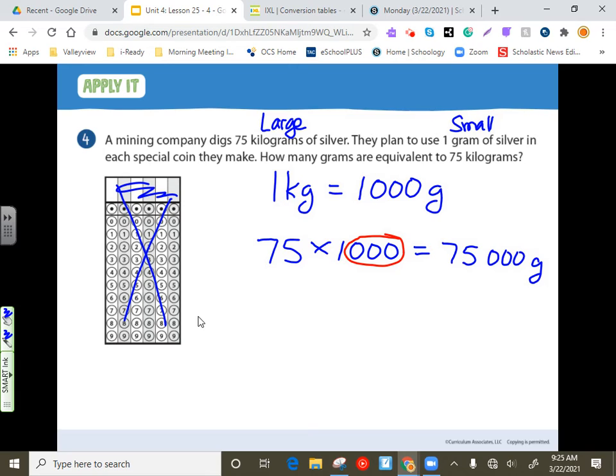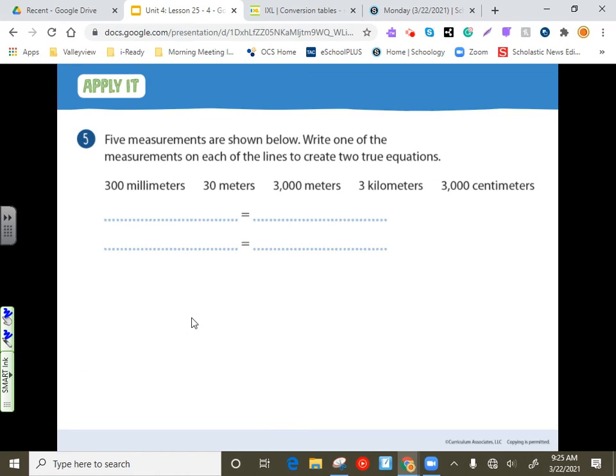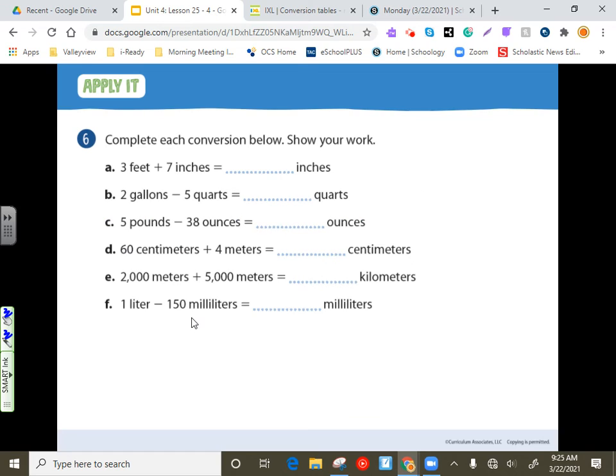And let's do this last one. This is good practice. It seems like a lot of work, but you kind of see. Nope, skip this one. Skip 5. Let's do 6. This is one where I would encourage you not to do any of your math work in your head, but you might be able to. But let's break it down. Let's do these little mini conversions here.